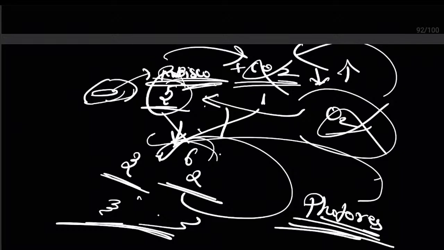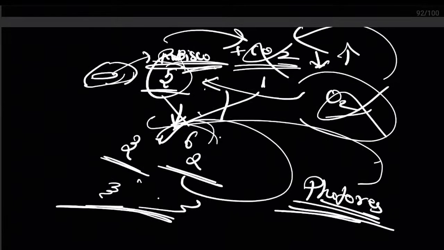Okay, now why are peroxisomes needed in this process? I'll represent the peroxisomes next. Because peroxisomes help process glycolate. So what is this glycolate?